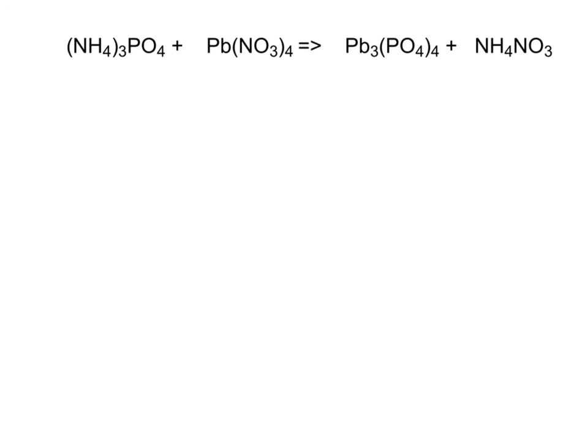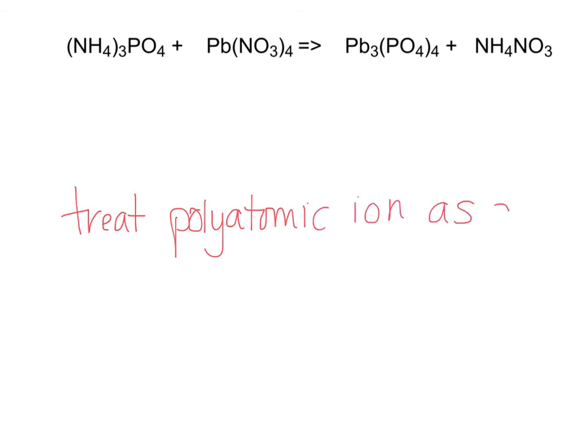Now this last one is a little bit tricky because it uses polyatomic ions. To make things easier for yourself, you can treat your polyatomic ion as a group. By that, I mean if I see NH4 on the left-hand side and on the right-hand side, I can treat it as a whole group. So on the left-hand side, I have 3 NH4s. On the right, I only have 1. So I can put a coefficient of 3 in front of NH4NO3.